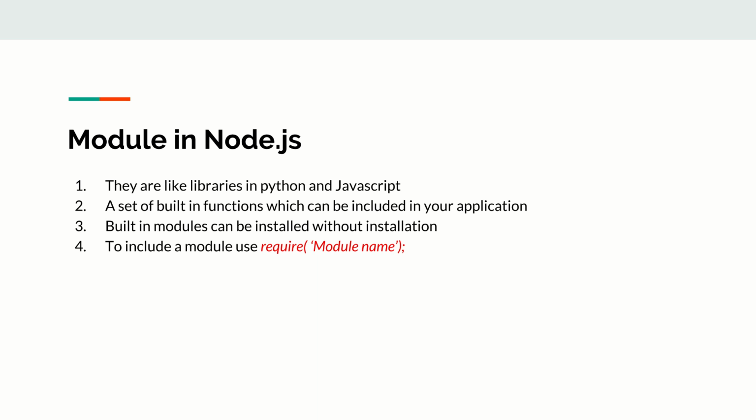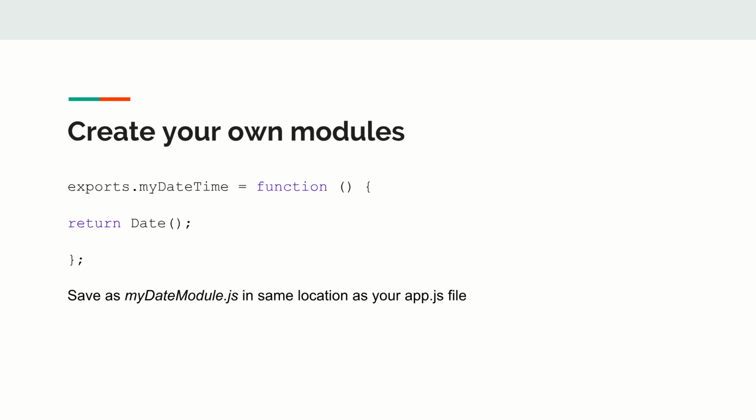To include a module, you have to use this statement at the beginning of your script. require, your module name, then end it with a semicolon. That's how you import a module in Node.js. So how can I create my own module? Here is how you do it.